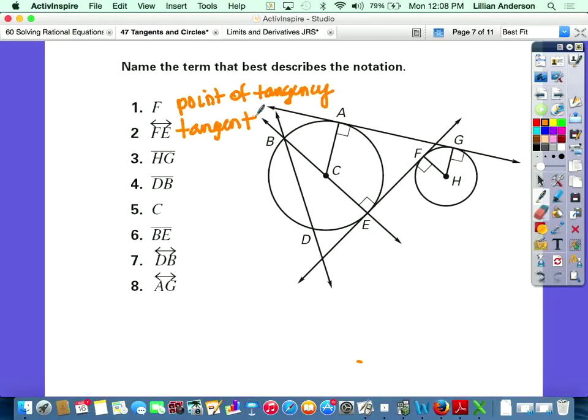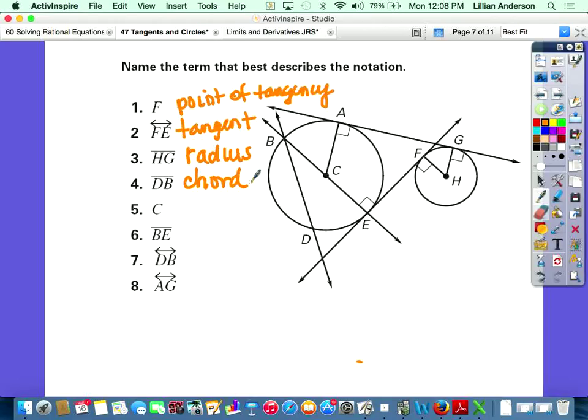What about segment HG? What is segment HG? It's a radius. What about segment DB? It is a chord. Remember, a chord is a segment. A secant is a line.